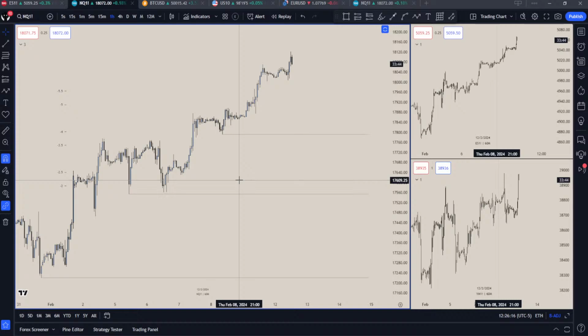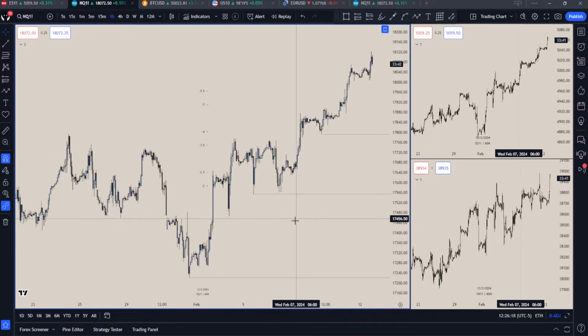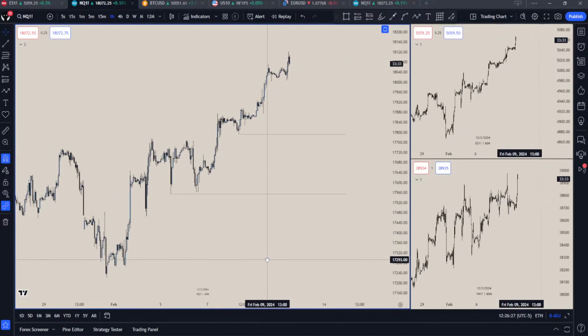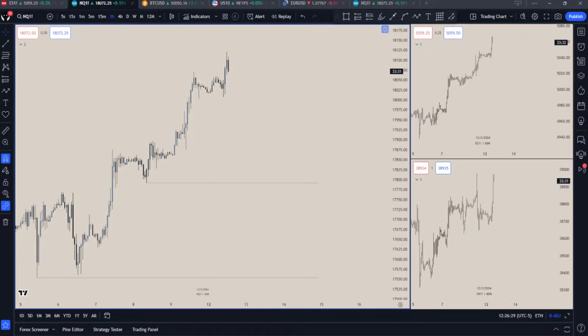How do you do time frame alignment for the indices? I have a full video on that, but essentially if I'm using the daily, then I'm going daily, hourly, 5 minute, and if I'm using weekly, then weekly, 4 hour, 15 minute.